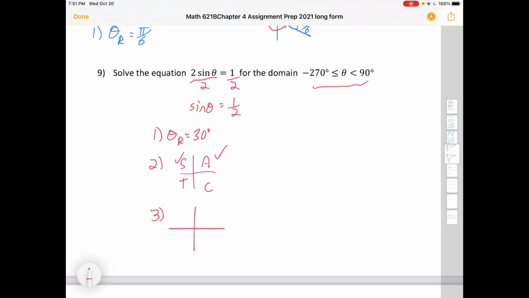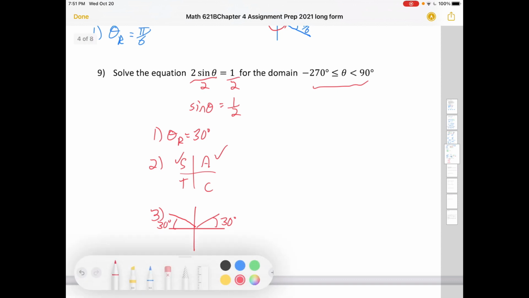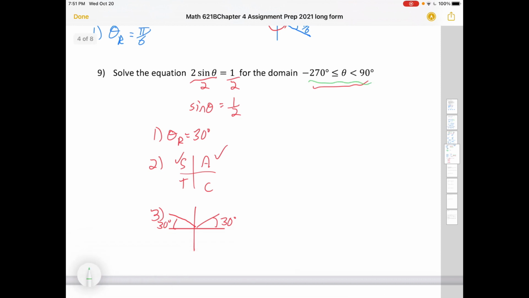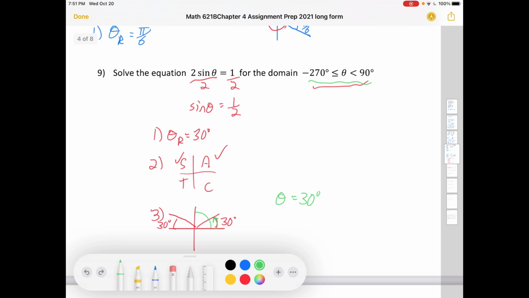And I can draw my answers. Okay. And I just have to give them in standard position, but I've got some restrictions here. Check out that domain. In the positive direction, I can only go up to 90 degrees. So I'm going to run into a solution at 30 degrees. That's great. But I'm only allowed to keep going up to 90 degrees. I'm not going to run into another solution.